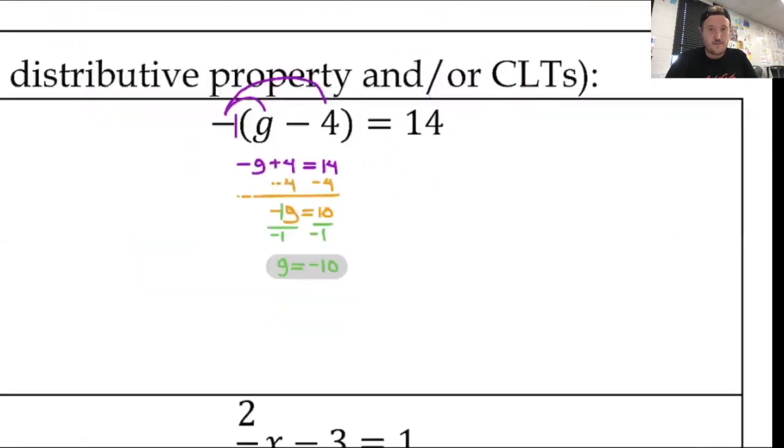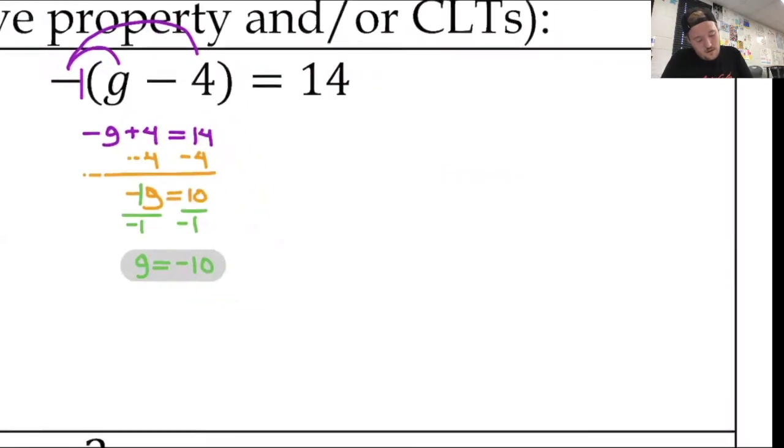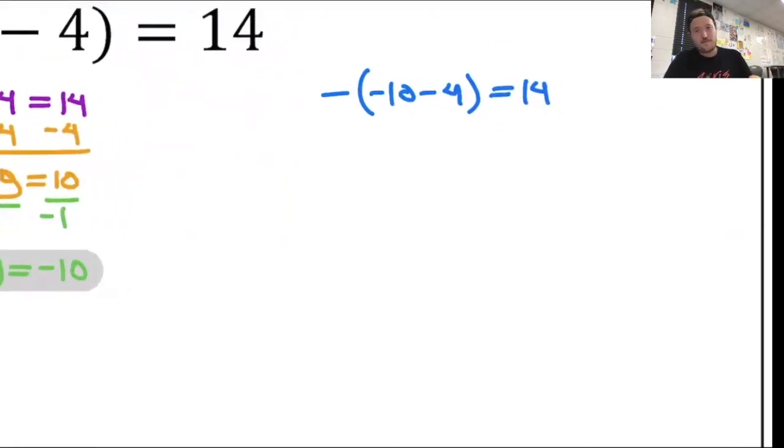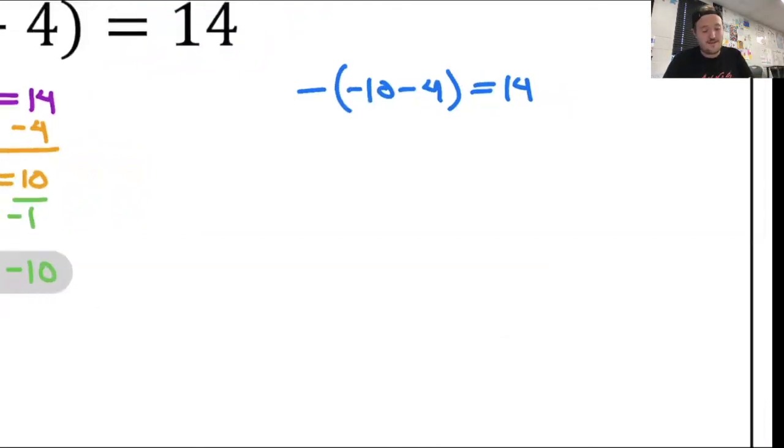So same thing over here. Negative parentheses, -10 minus 4 equals, not negative, equals 14. You have a couple different options here. You could distribute the negative and then combine like terms, or you can combine like terms in the parentheses first and then distribute the negative.